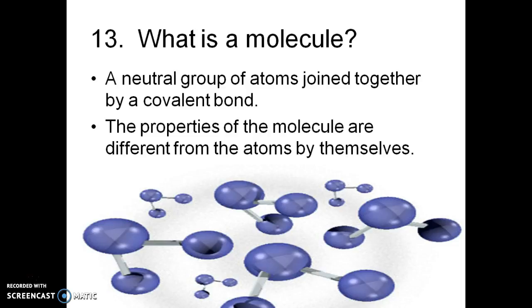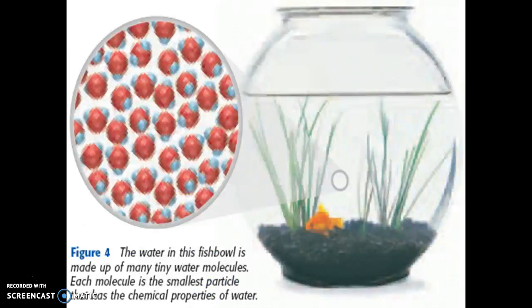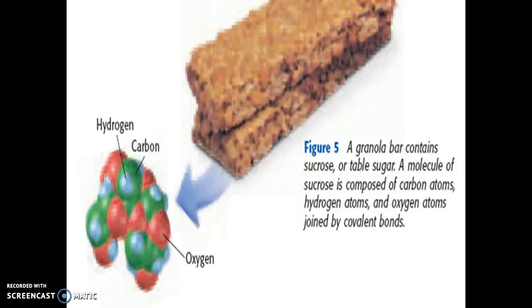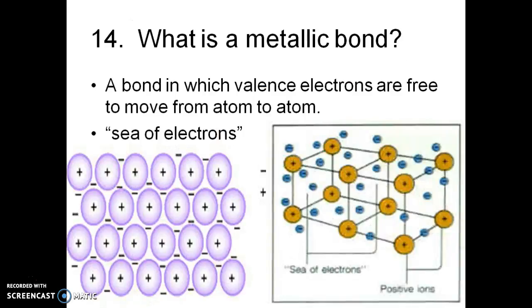What is a molecule? Well, a molecule is atoms that have been joined together by a covalent bond. And as with a compound, the properties of the molecule are different from the atoms when they were all by themselves. Water, again, is an example. So is table sugar.